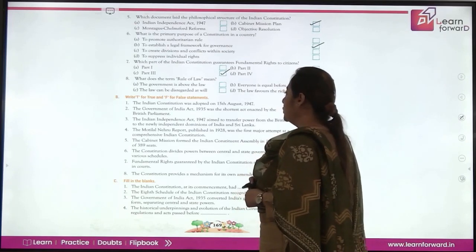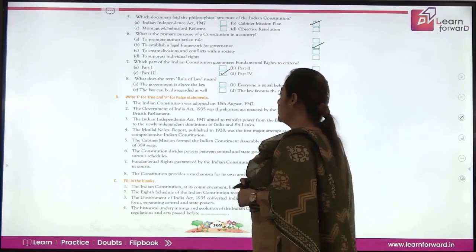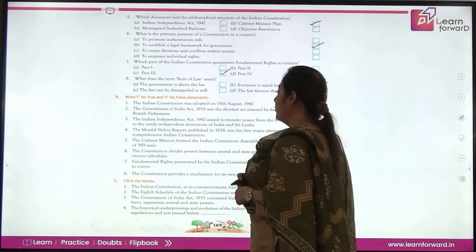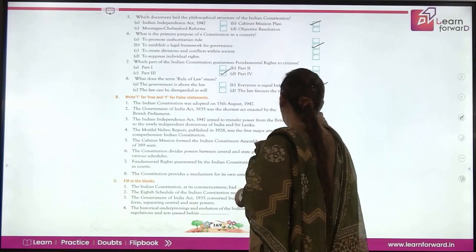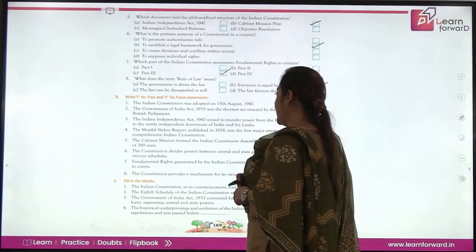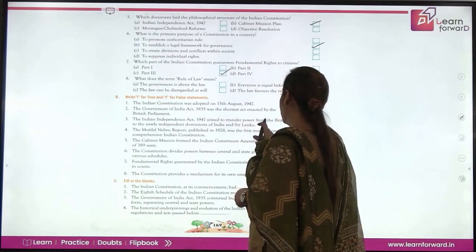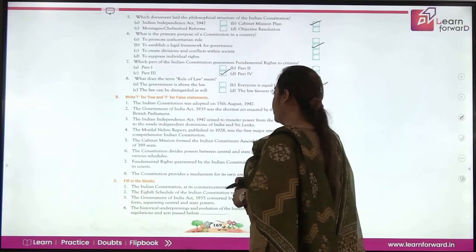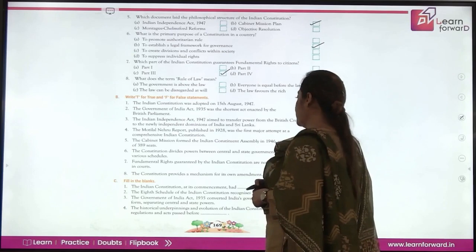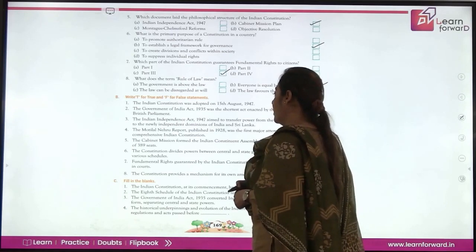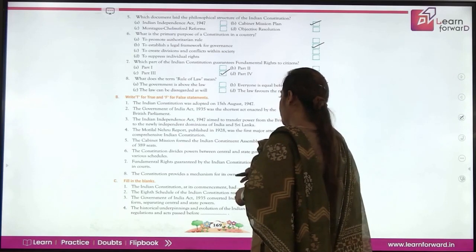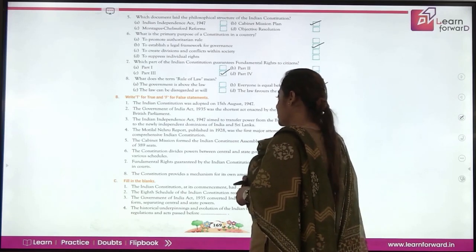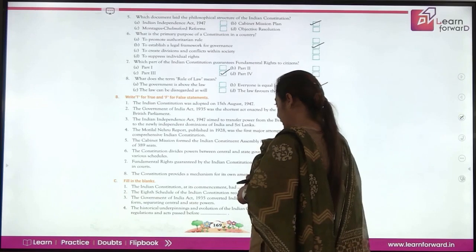Now let's come to true false. The Indian Constitution was adopted on 15th August. No. The Government of India Act was the shortest act. No. The Indian Independence Act 1947 aimed to transfer the power from the British Crown to newly independent dominions. Right. The Motilal Nehru report published in 1920 was the first major attempt at a comprehensive Indian Constitution. True. The Cabinet Mission formed the Indian Constituent Assembly consisting of 389 seats.